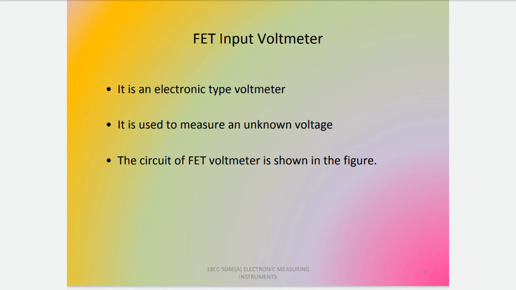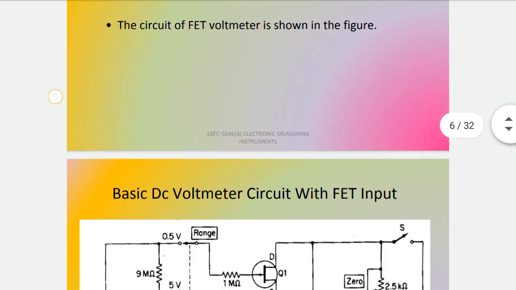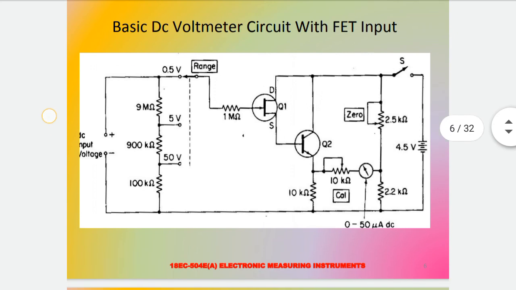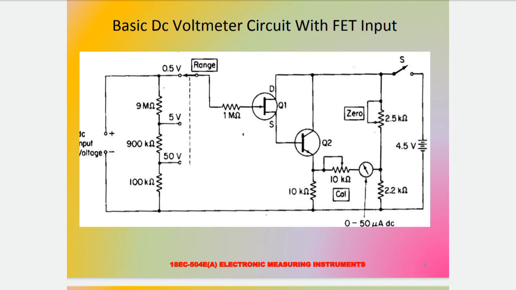Now let us see the FET input voltmeter, that is the source follower type voltmeter. This is the basic circuit of the FET input voltmeter. You can see there is an input voltage, and three resistors connected in series, that is 9 mega ohm, 900 kilo ohm and 100 kilo ohm. They are in series, hence the series circuit acts as a voltage divider. We already know this according to electrical circuits.